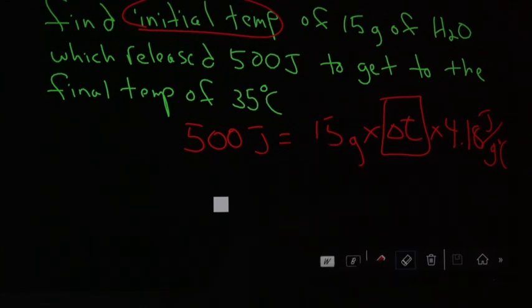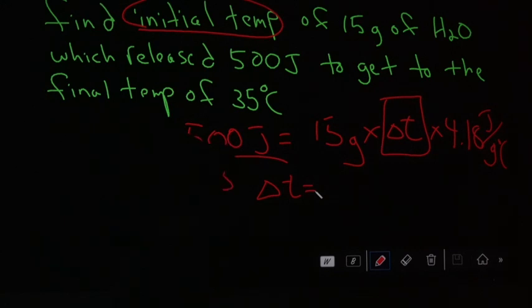15 times 4.18 is 63. So now we go 500 divided by 63. And delta T rounded to the nearest degree is, I think, about 9. Let's make sure. No, it's 8. 8 degrees centigrade.